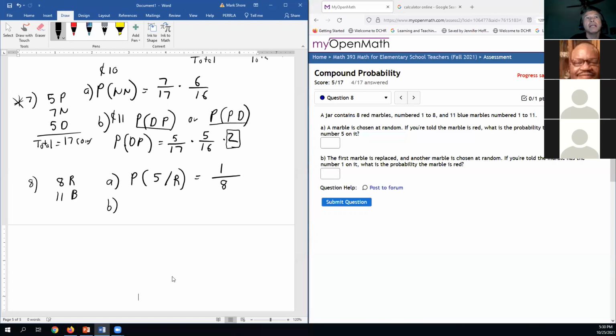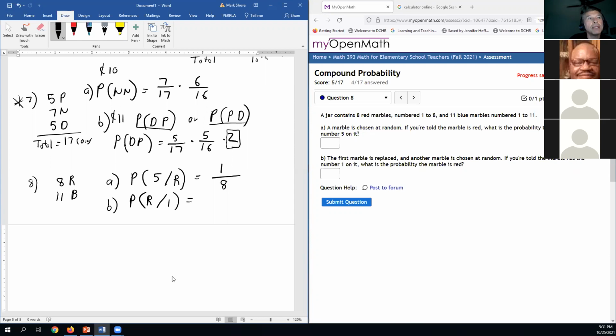On part B, it says the first marble is replaced. So now we're dealing with all 19 marbles. And it says another marble is chosen. If you're told the marble has the number 1 on it, so now what we're saying is, given that it has a 1 on it, what is the probability that it's red?